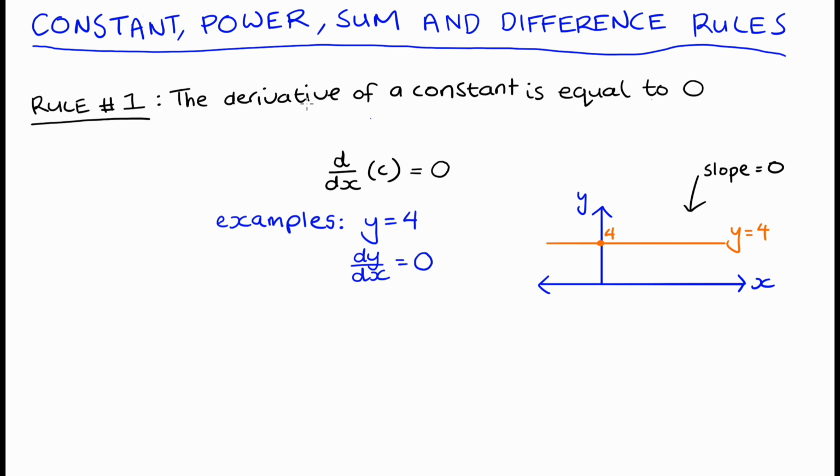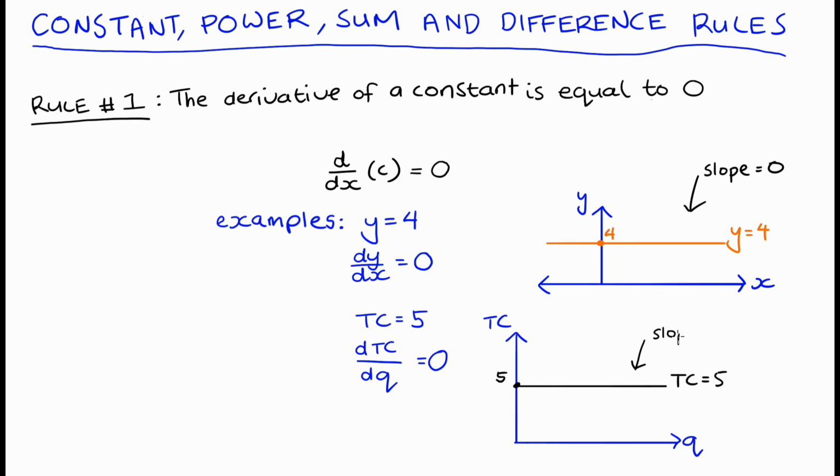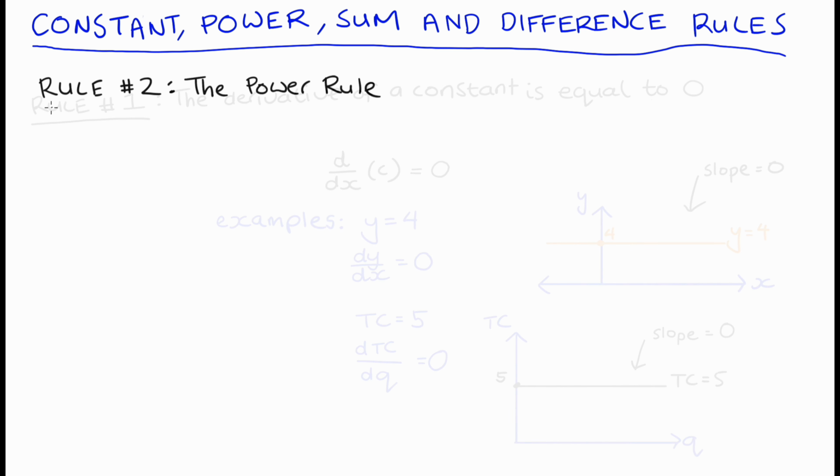Of course, we can use any variables we like. For instance, if we had a total cost function, TC is equal to 5, then dTC dQ, the derivative of total cost with respect to Q, is equal to 0. 5 is a constant. Now here I am taking the derivative with respect to quantity Q because total cost typically is described as a function of quantity. And so this means as quantity changes, total cost does not change at all. The diagram would look like this. So the slope is 0, as is the derivative. So that's really easy, right? Our first rule, the derivative of a constant is equal to 0.